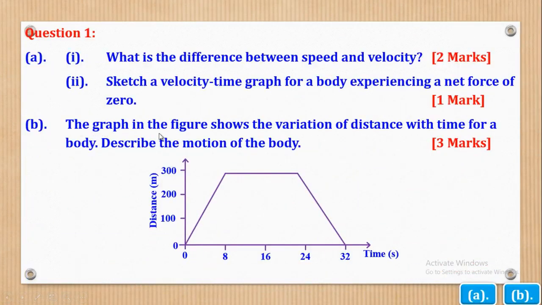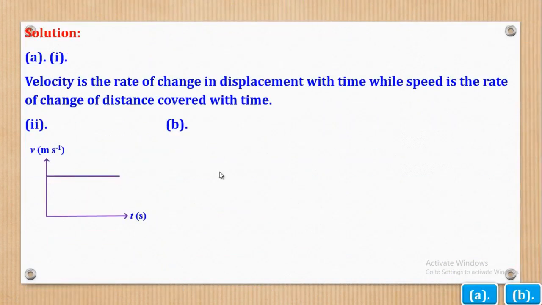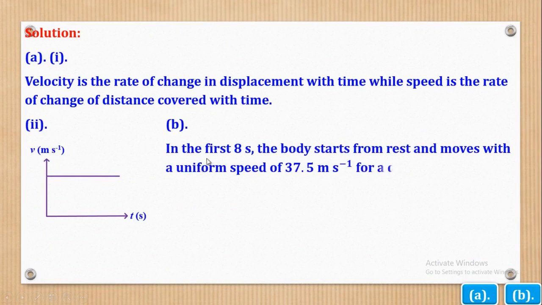Part B says the graph in the figure shows the variation of distance with time for a body. Describe the motion of the body. So this is distance and this is time. So in the first 8 seconds, the body starts from rest and moves with a uniform speed of 37.5 meters per second for a distance of 300 meters for 8 seconds.